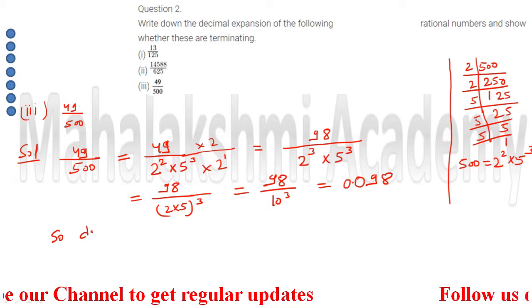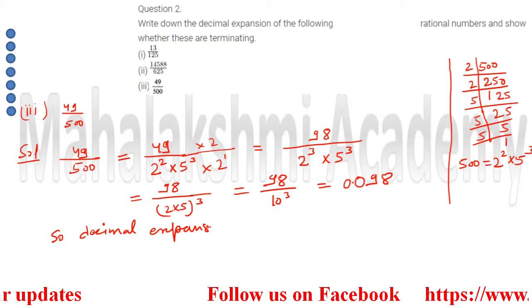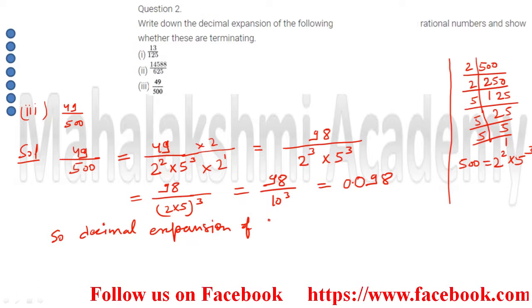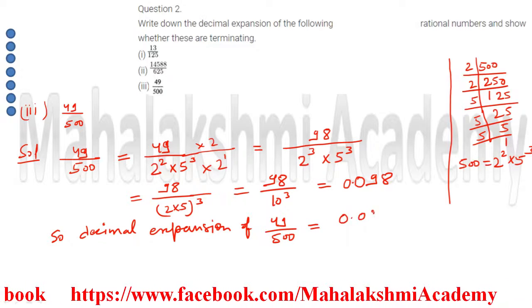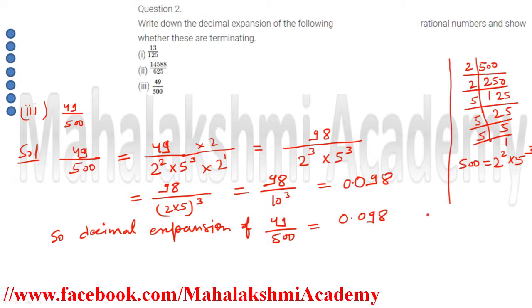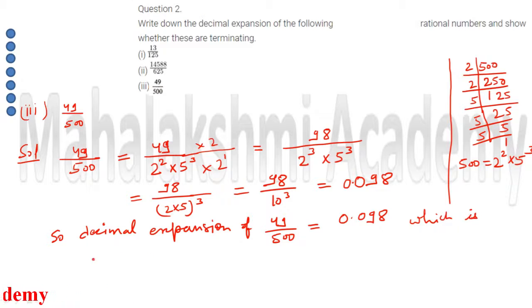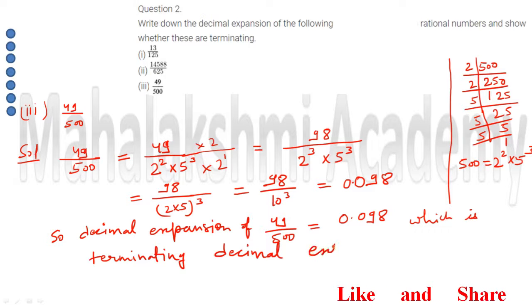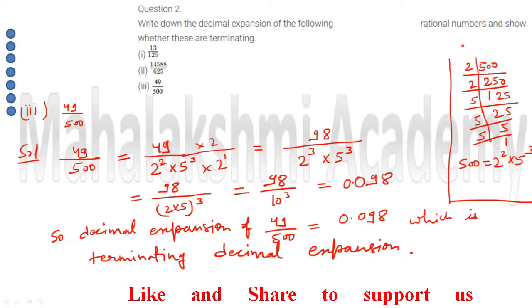So decimal expansion of 49 upon 500 is equal to 0.098, which is terminating decimal expansion. So it's completed. So it's our rough work. So we'll write here.